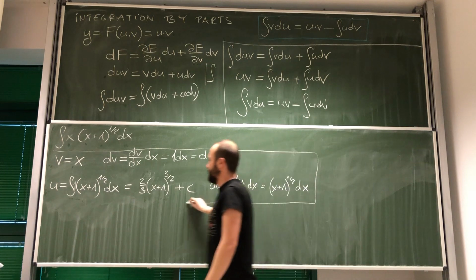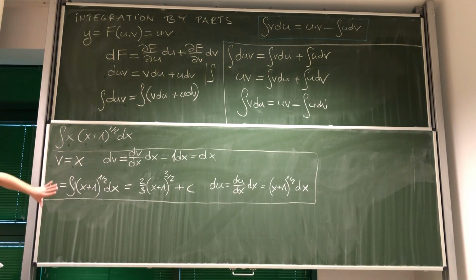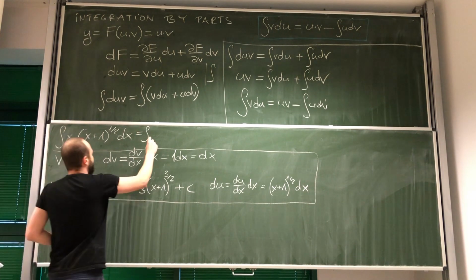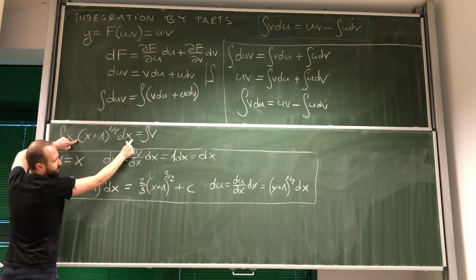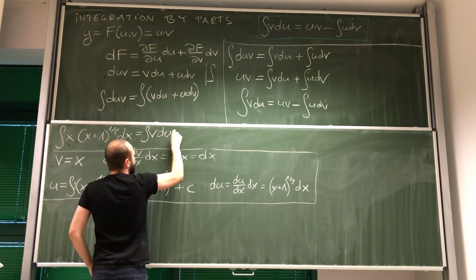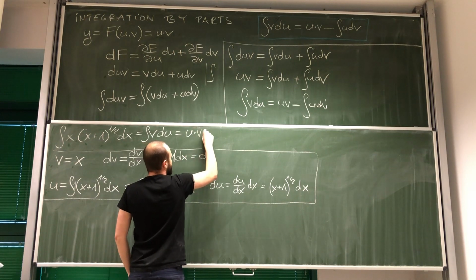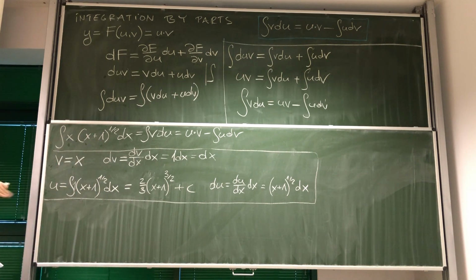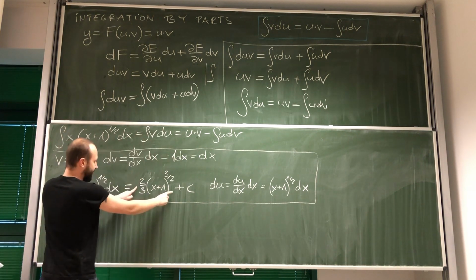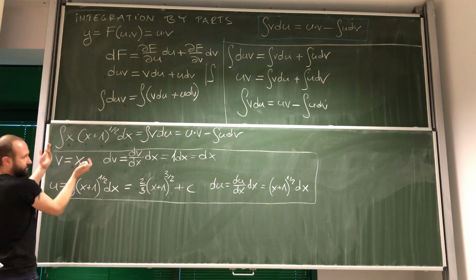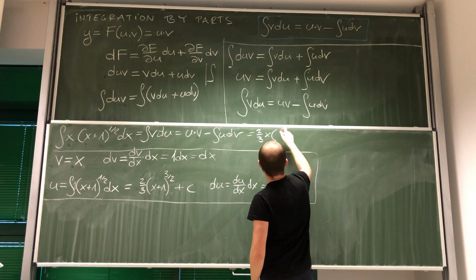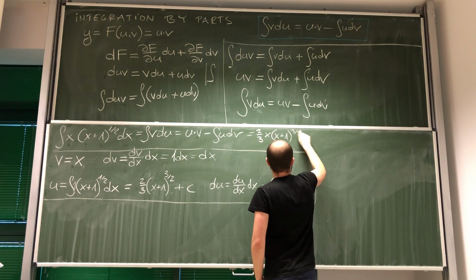Okay, so now we have everything done, because we've created a set of possible substitutions. So now let's just substitute. So instead of x, we write v. Instead of this, we write du. And this must be, of course, equal to u times v minus the integral of u dv. Okay, and look, now we can start substituting back. U times v is going to be this times this, right? So we get that this is 2 over 3x times x plus 1 to the power 3 over 2.